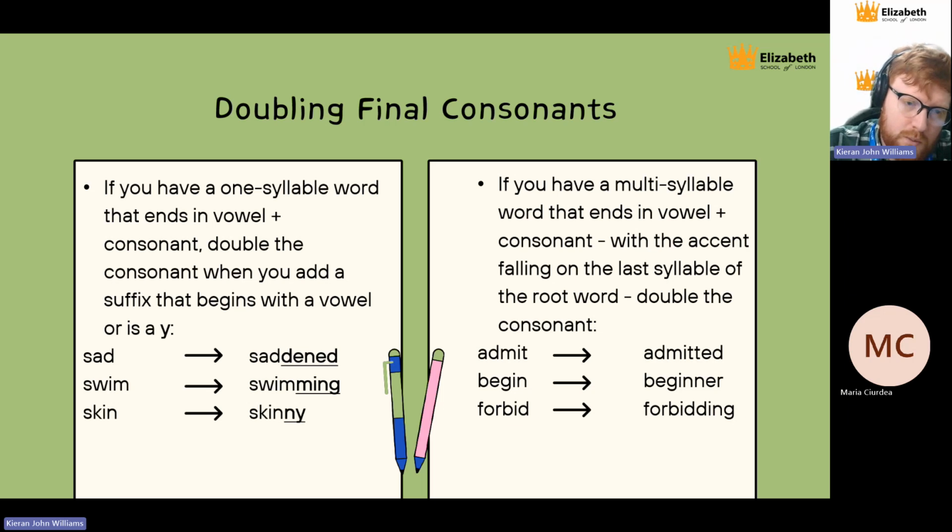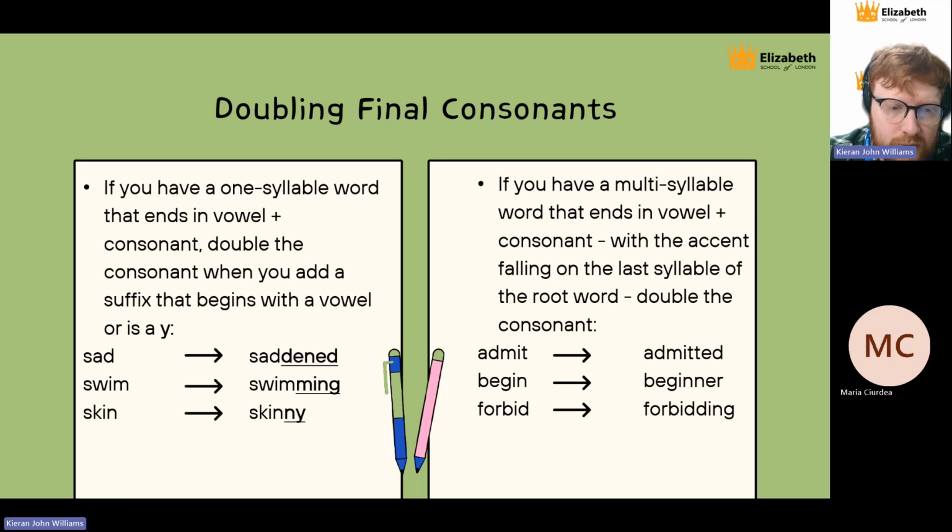Okay, so sometimes we need to double the final letter. I think we had it a little bit earlier on before. I think it was quizzes. Quiz has one Z, but quizzes has double Z. So sometimes we need to double that consonant.